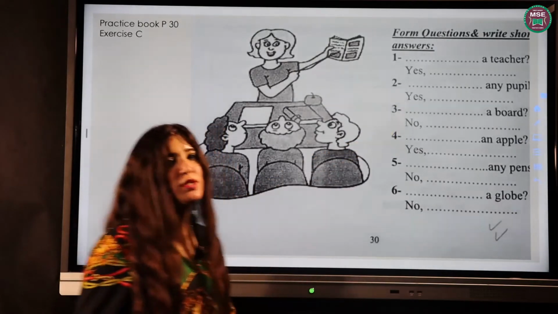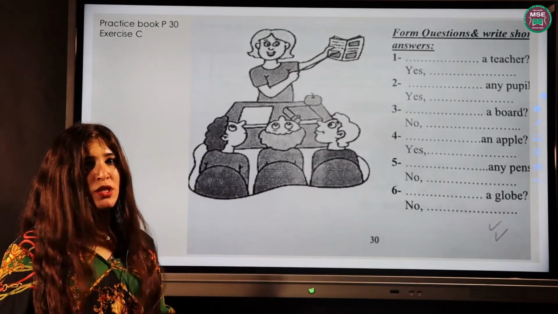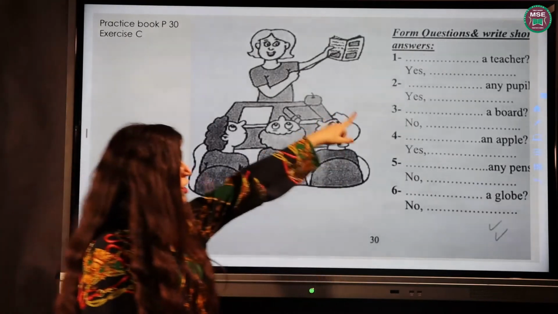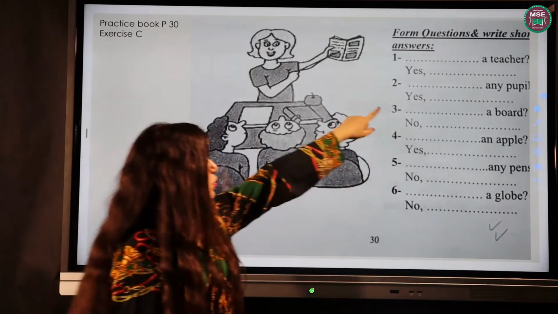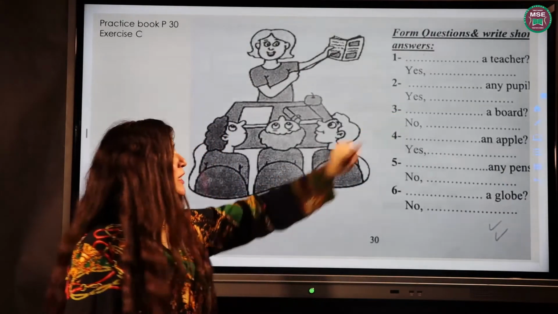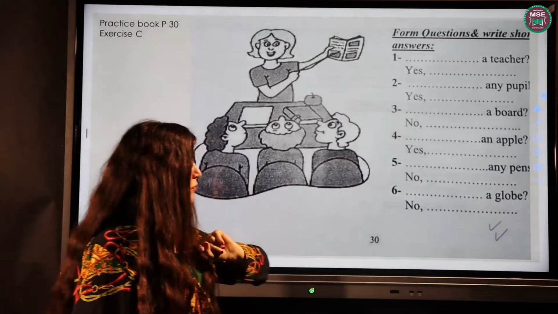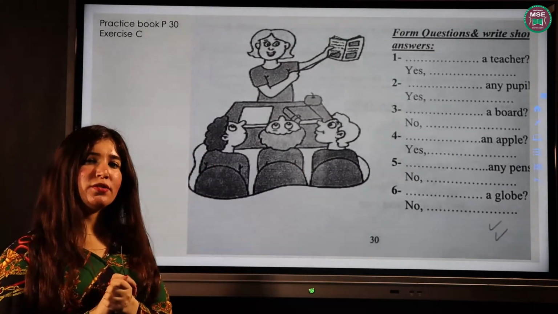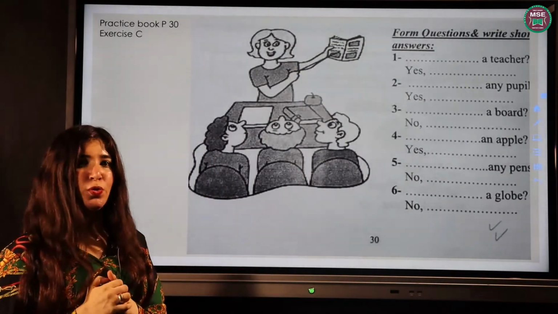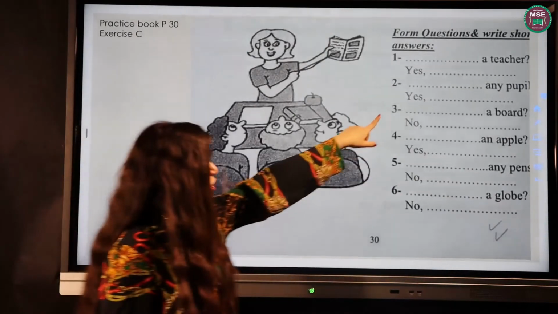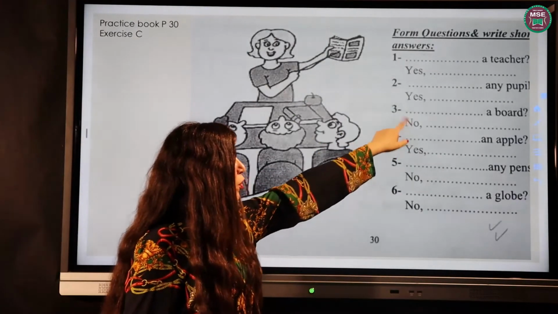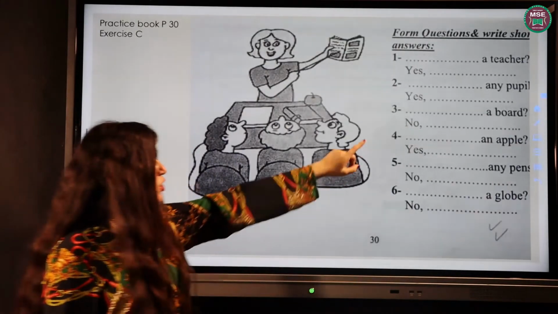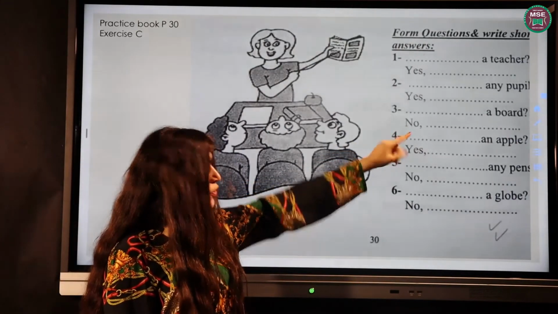Any pupils? A lot of pupils. So is there or are there? Excellent. Are there any pupils? So we have yes in the answer. So to be yes, there are. A board, one board. So is there or are there? Are there a board? No. Is there a board? Yes. So is there a board? We have no in the answer. So what should I do? I have to put not. So no, there isn't.